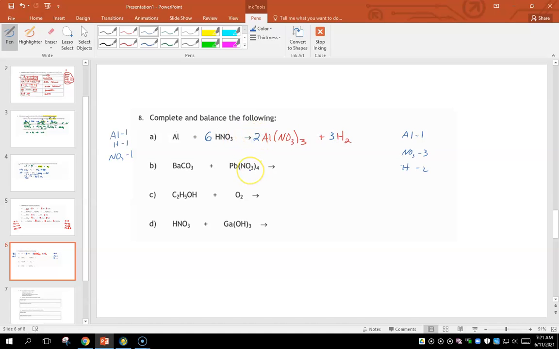Now what that does, okay, is that gives me 6 nitrates on both sides. Okay, it gives me 6 hydrogens on both sides. Okay, so it balances those 3 in. Now, in adding that 2 there, I am going to have to go with a 2 in front of the aluminum there to finally balance everything out.